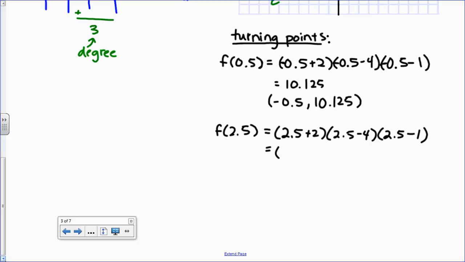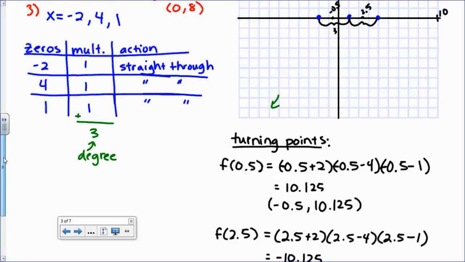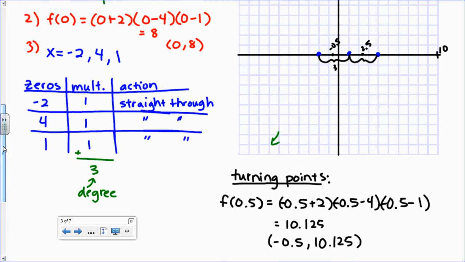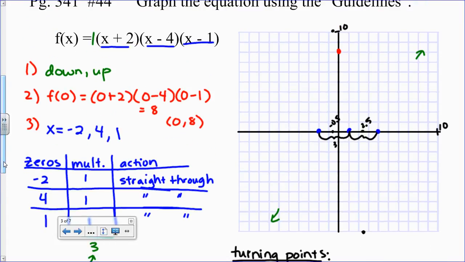And that should give us negative 10.125. Okay. So that turning point is here. Okay. And now that's a pretty good representation. We should be able to draw a nice graph now. Okay, so I'm going to start down here. Then I turn here. I also go through that y-intercept.